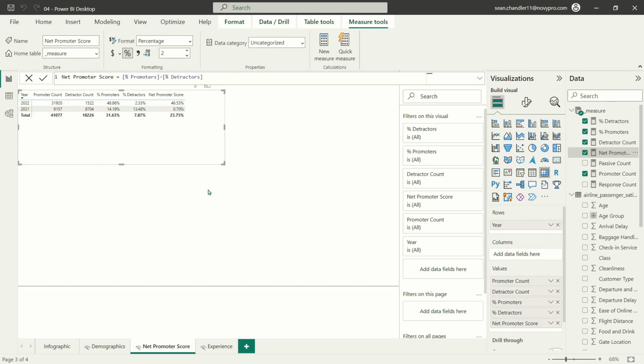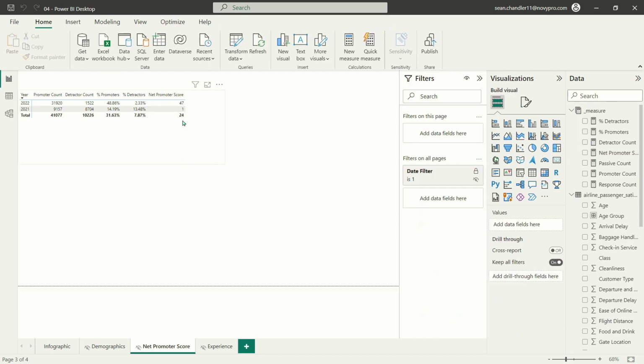Now, sometimes I see Net Promoter Score presented as a percentage, but I'll be honest, it is fairly rare. So what I'm going to do for this calculation is I'm going to convert it back to a whole number here, and I'm going to wrap this subtraction here, and I'm going to multiply it by 100. And this makes much more sense in representing our Net Promoter Score.